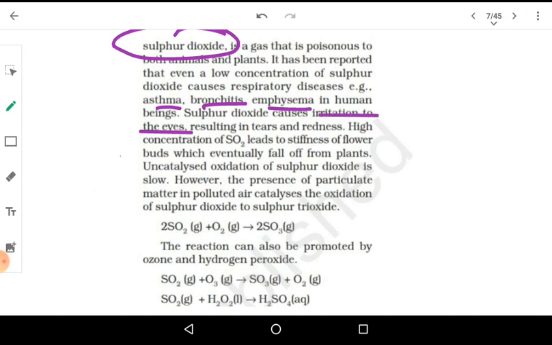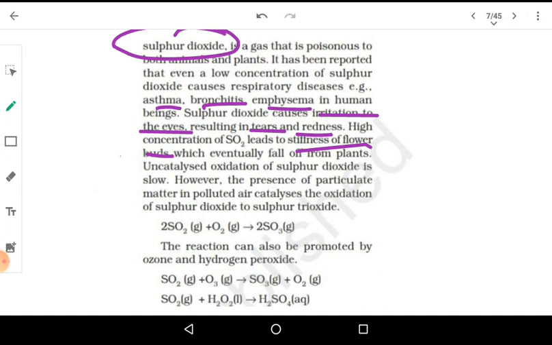It can also cause us tears and redness in the eyes. Also, plants are affected, leading to the stiffness of flower buds, which eventually leads to the fall off of the flower from the plants. Now SO2 can convert into another poisonous gas, that is SO3, but it is a slow process.